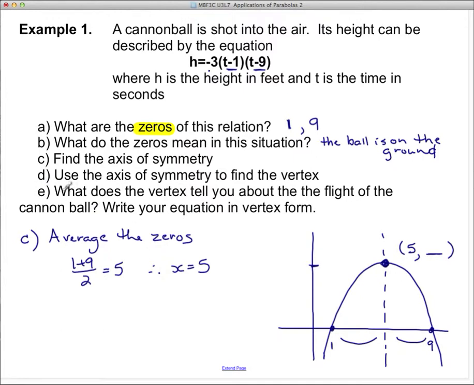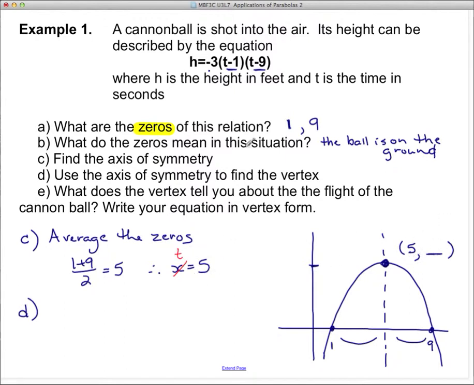So part D says, use the axis of symmetry to find the vertex. Well, I found half the vertex just by finding the axis of symmetry. Now I need to find this last piece. That last piece I get by subbing this thing in, and it's actually not an x in this equation, it's a t. So I'm just going to stroke that out with a different color and write in t for this equation, but it means the same thing.